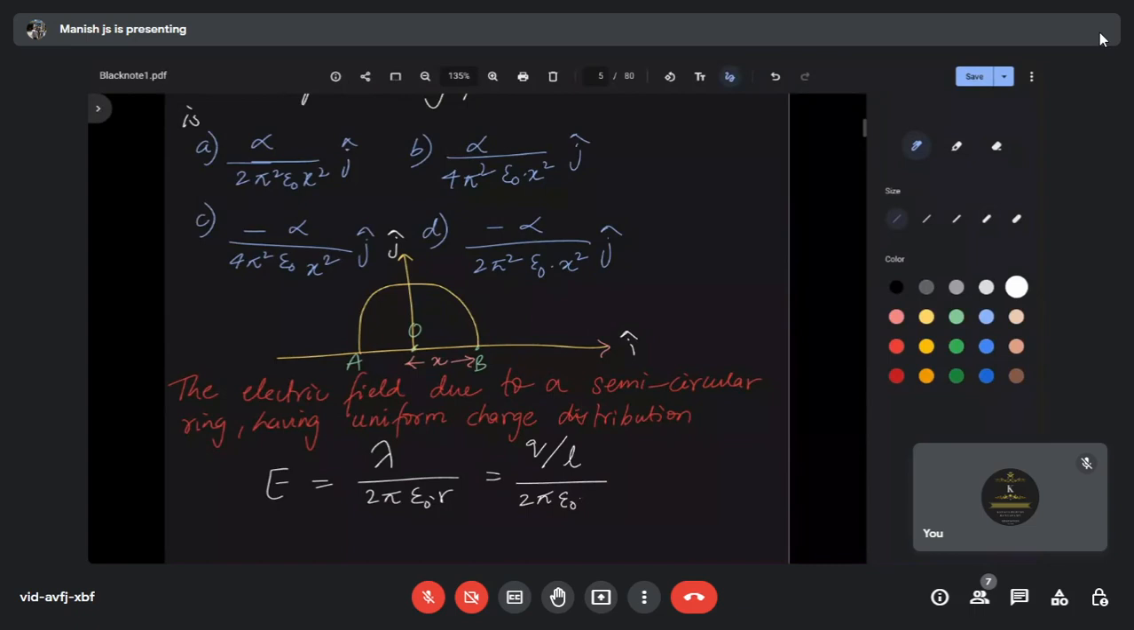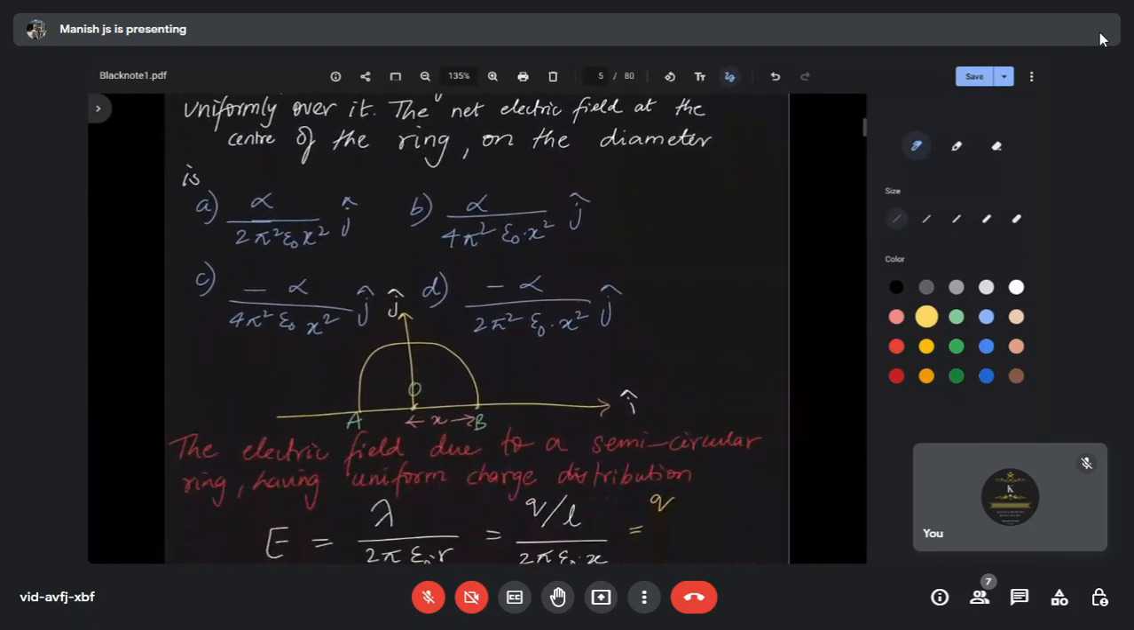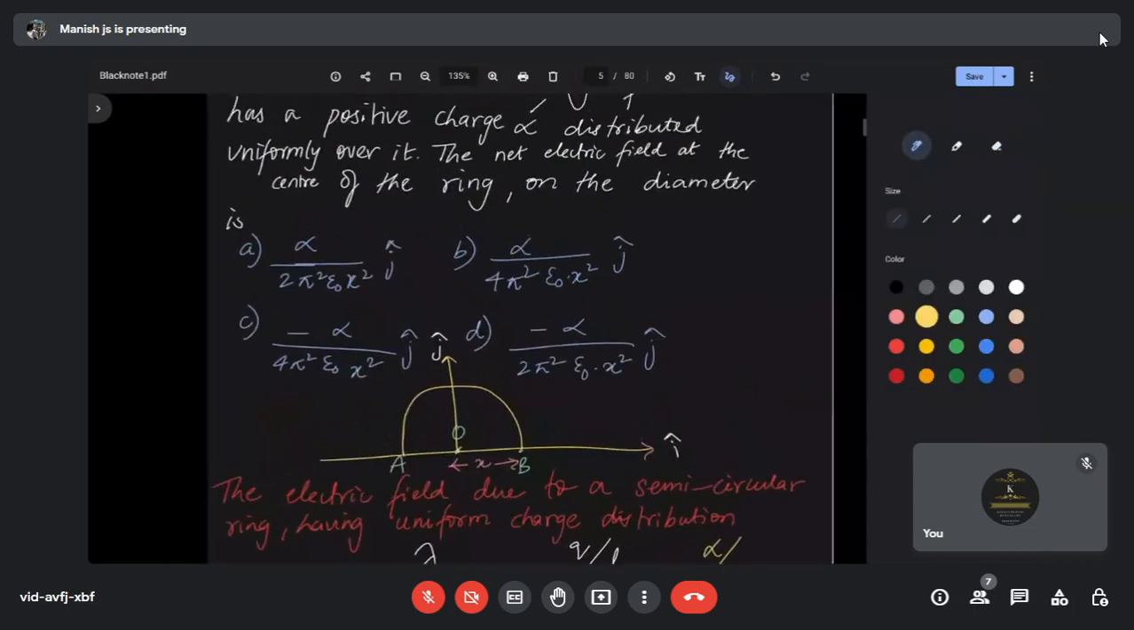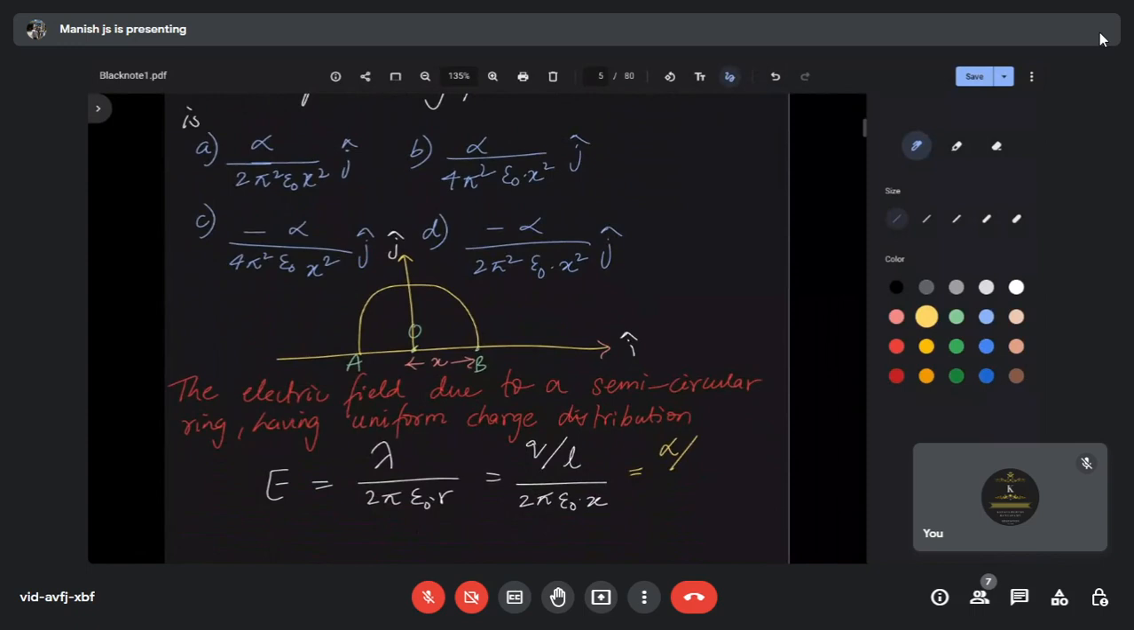நமக்கு இங்க r இடத்துல x கொடுத்திருக்காங்க. They have not given us the variable r. Instead they have given x. So r இடத்துல நான் x substitute பண்ணிக்கிறேன். புரியுதுங்களா? That is what I am doing. இப்போ charge also I think they have given us different. Alpha கொடுத்திருக்காங்க, q கொடுக்கல. So அதுவும் change பண்ணிக்கோங்க. So I am putting alpha divided by length. What is the length? What is the length of a semicircular ring? 2x. 2x wrong.